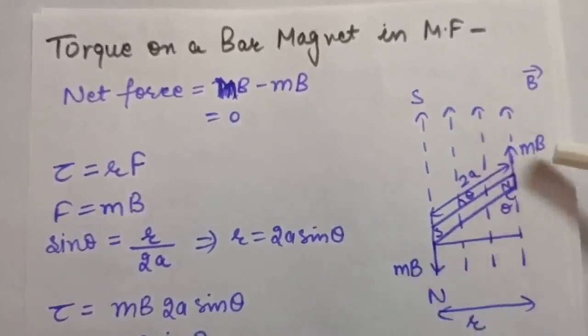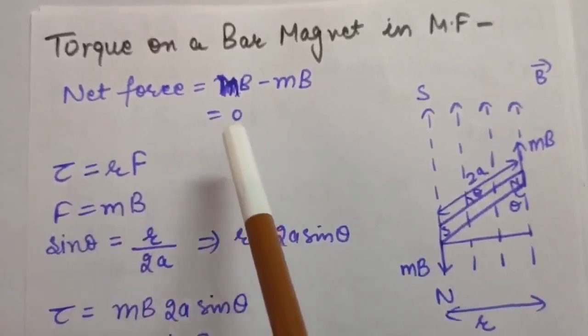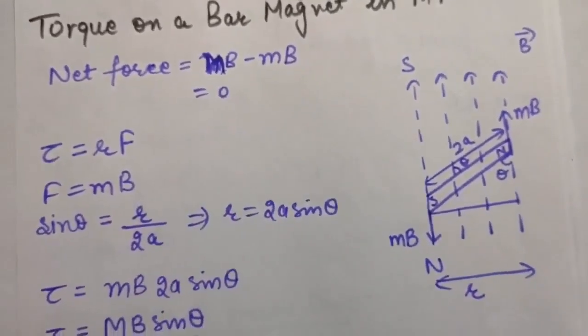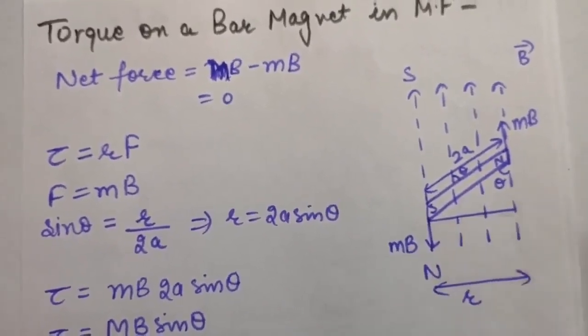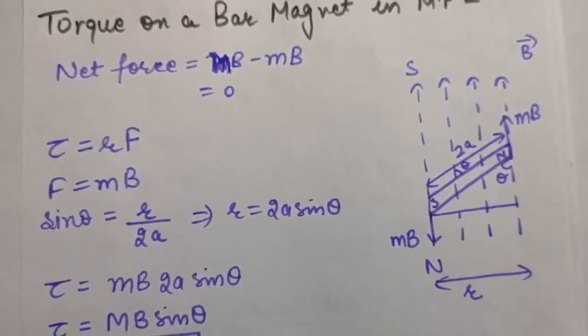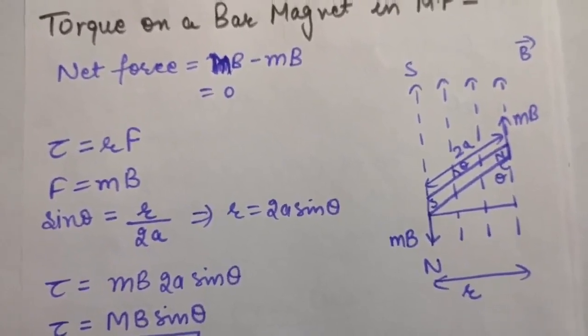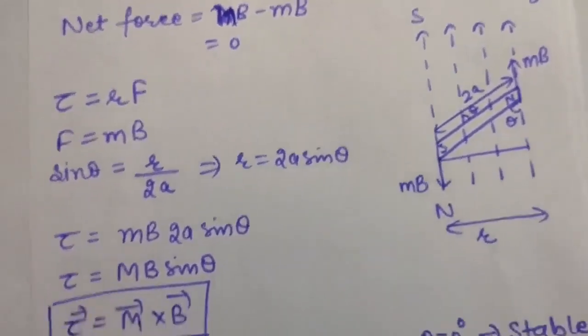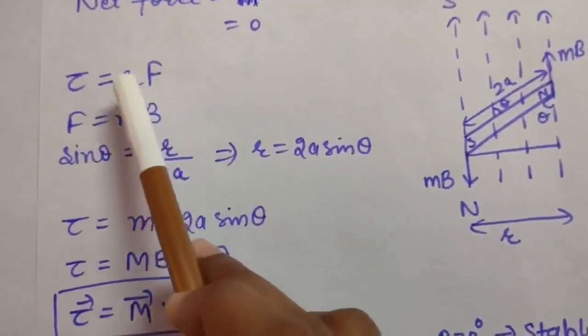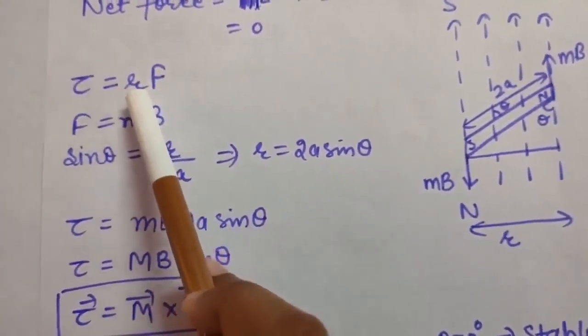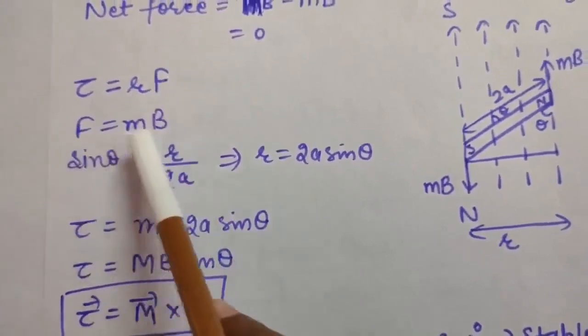Now as you can see, they are equal and opposite, so the net force will come to be 0 in this case. Okay, so again now what will happen, due to these two forces they will form a couple, due to which a torque will come into play and this magnet will start rotating. Okay, so we will calculate what will be the value of that torque. So as you know, torque is R into F, where R is the perpendicular distance between the line of force and the axis of rotation, and we know F is mB.